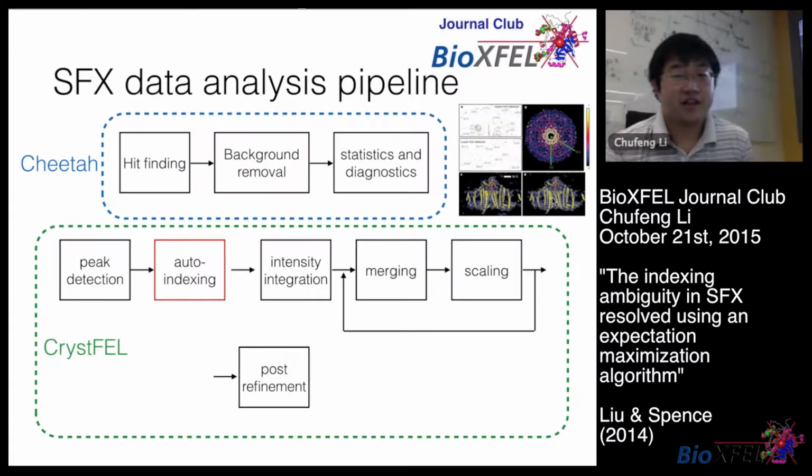The SFX data analysis pipeline mainly includes hit finding and background removal, which are done by Cheetah, followed by peak detection, auto-indexing, intensity integration, merging, and scaling and post-refinement. These are all done by BioXFEL. This work is closely related to the auto-indexing part, which is quite crucial to the success of data analysis. Because without the correct auto-indexing, we don't know how to merge the data to form a full reflection structure factor list.